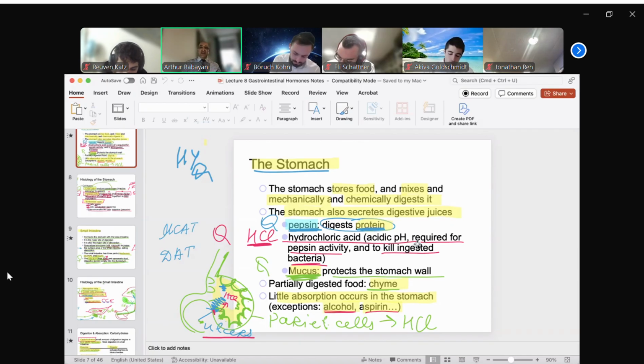Little absorption takes place in the stomach, but if you take alcohol on an empty stomach, you immediately feel it. Also, it's not advisable to take certain medications, such as aspirin, ibuprofen, diclofenac, and others. All those medications, non-steroidal anti-inflammatory drugs, should not be taken on an empty stomach. Why?